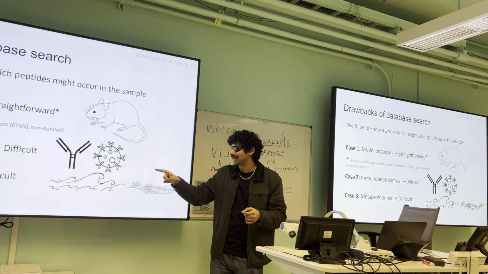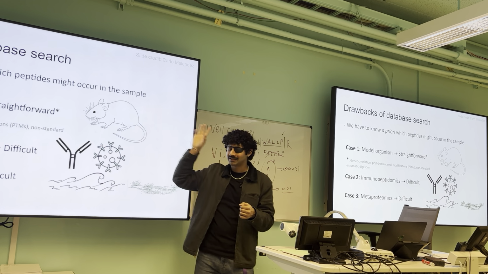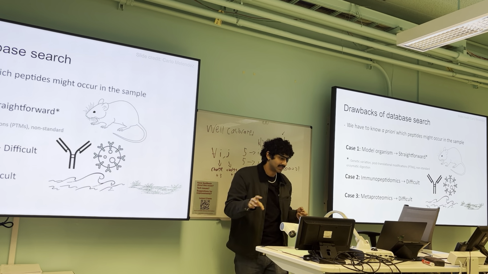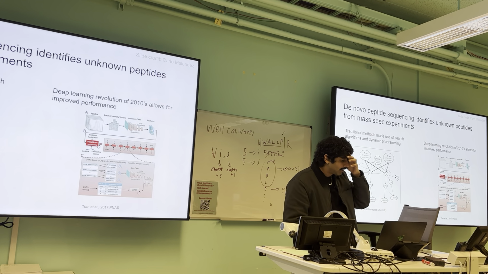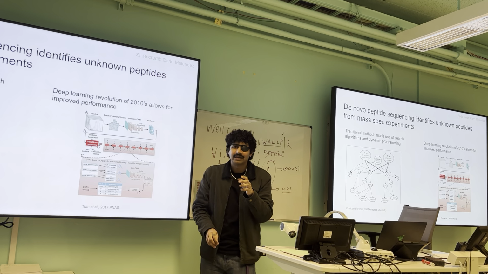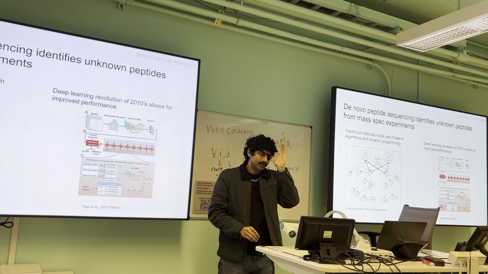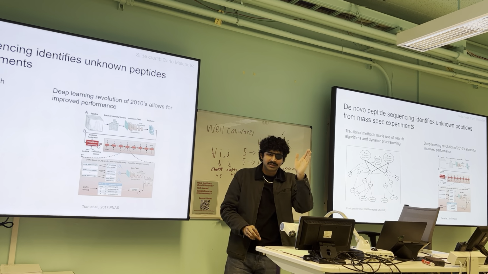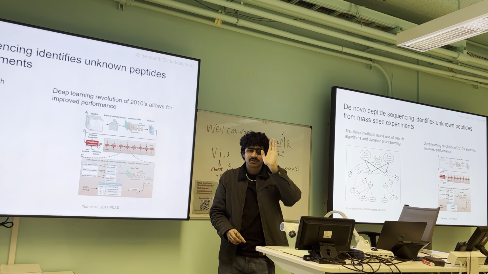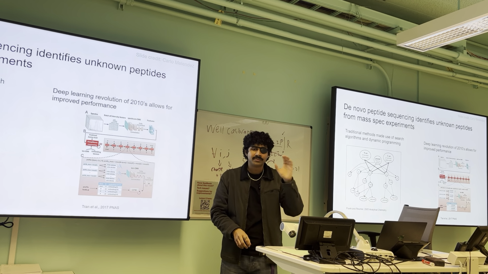You want to analyze a sample of the environment to see what's going on there, or you want to do something regarding immunopeptidomics. How do we do this? What's the solution? This is where de novo peptide sequencing comes in. Instead of using a theoretical spectrum and an experimental spectrum, we just take the experimental spectrum and try to predict the peptide that generated it, just from the data itself.